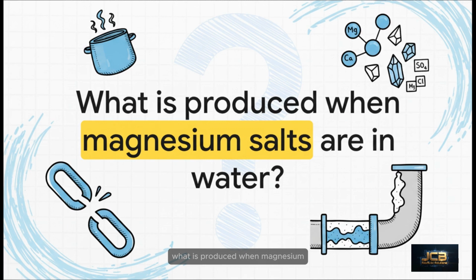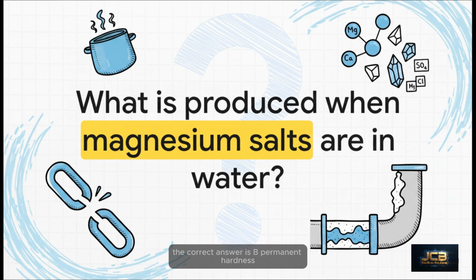And here we are, our final question. What is produced when magnesium salts are present in water? Is it mineral hardness, permanent hardness, total hardness, or temporary hardness? This is it. You've got 5 seconds. The correct answer is B, permanent hardness.